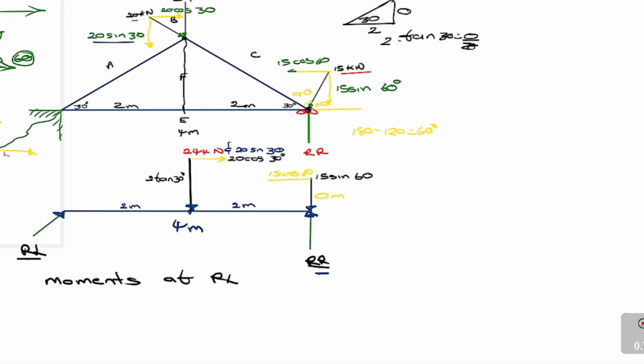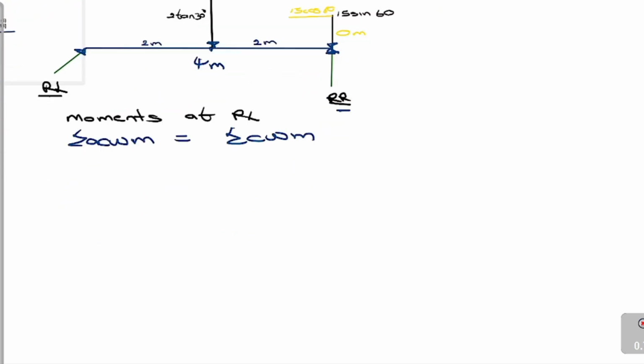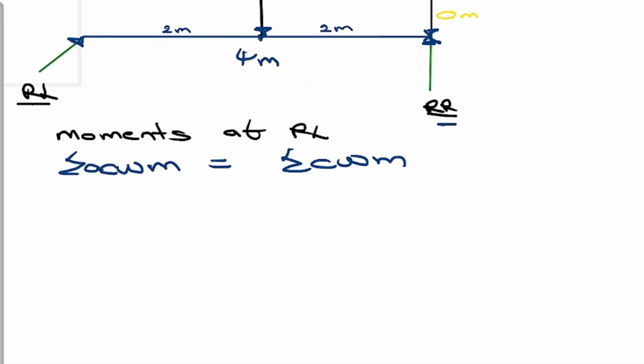So what you will say, guys, you will say sum of anti-clockwise moments is equal to sum of clockwise moments. Okay, now let me just use this space. Is equal to sum of clockwise moments. Right, now you need to take your clockwise moments and your anti-clockwise moments. So what are your anti-clockwise moments? It's going to be RR. Okay, now my writing all of a sudden is becoming very bad. Okay, let's just erase that.